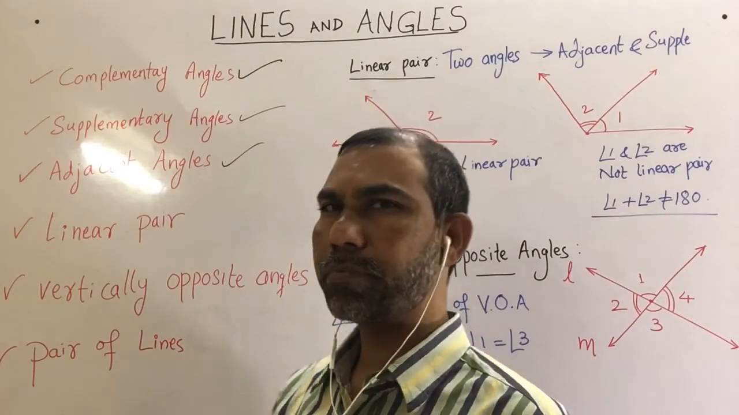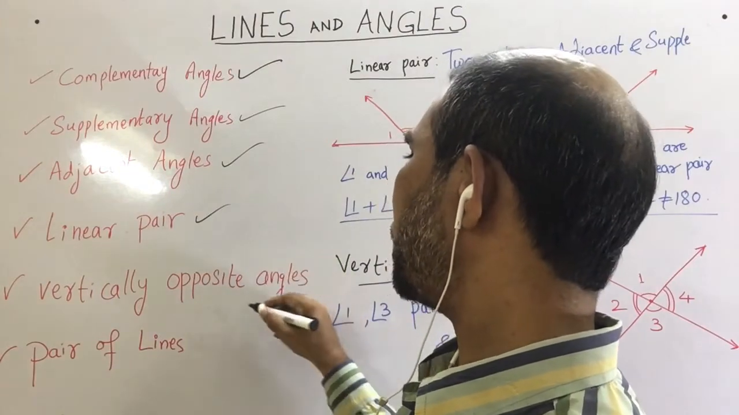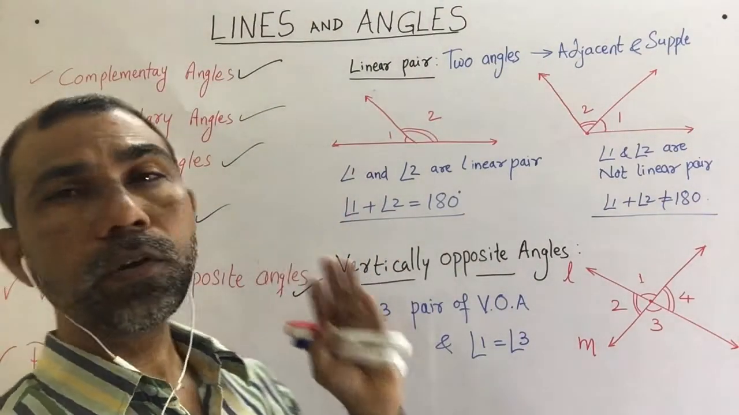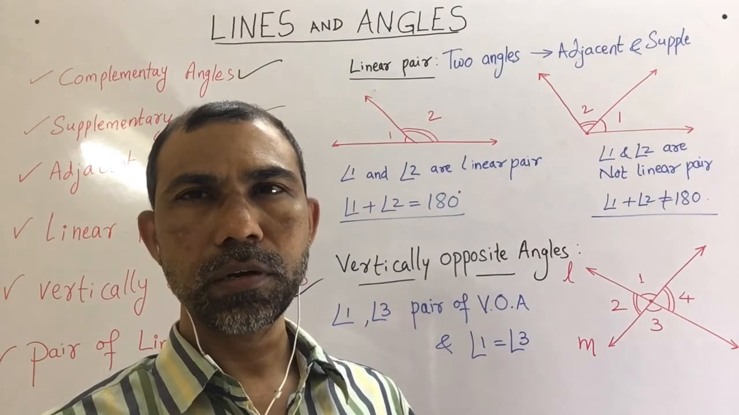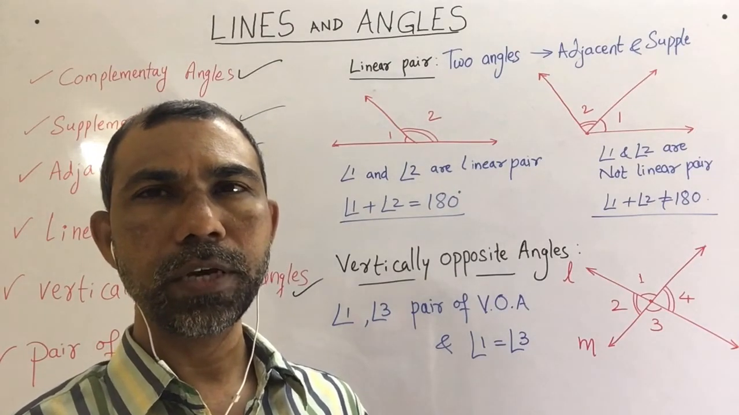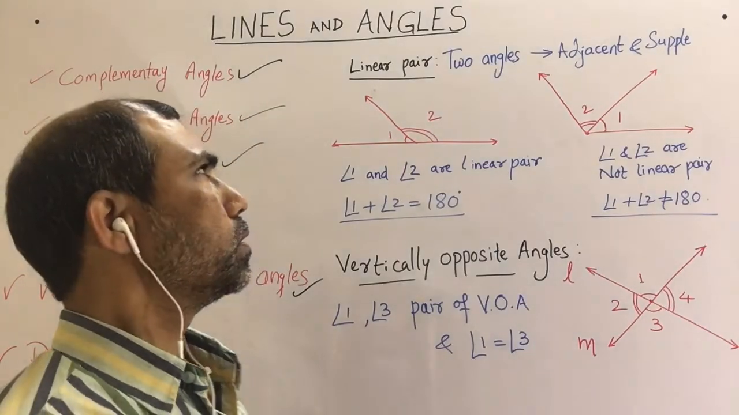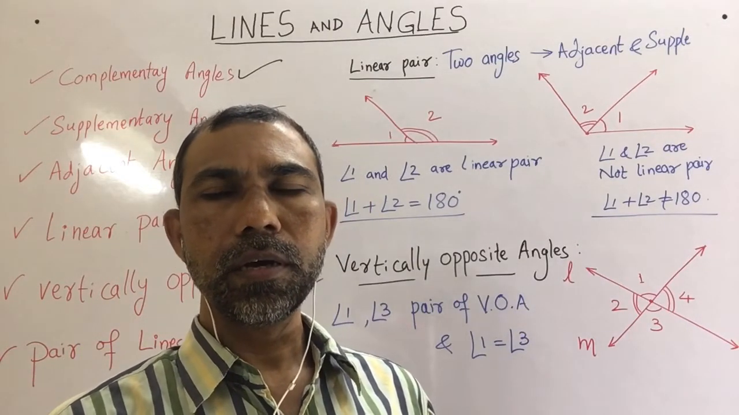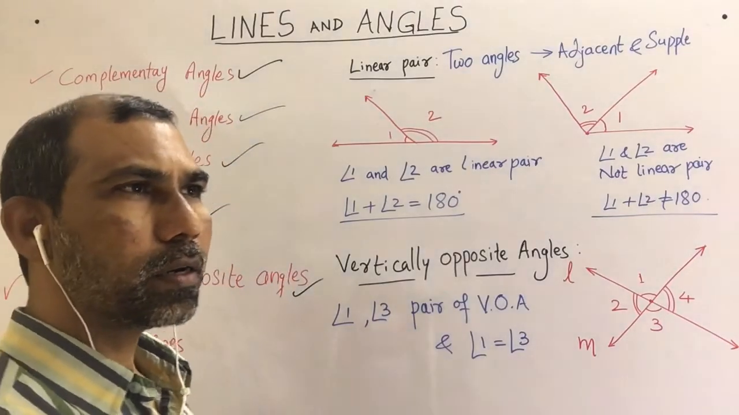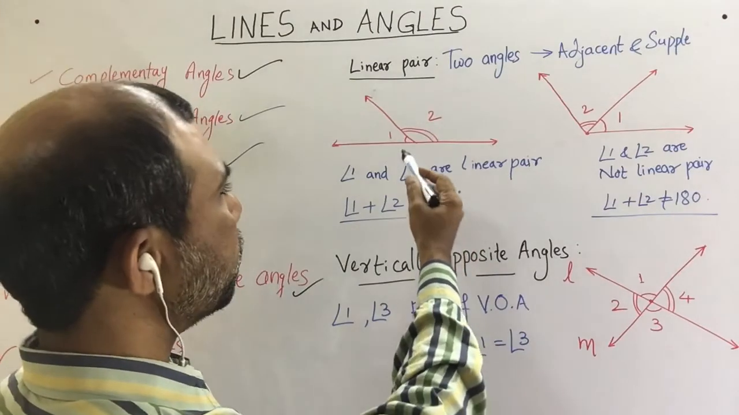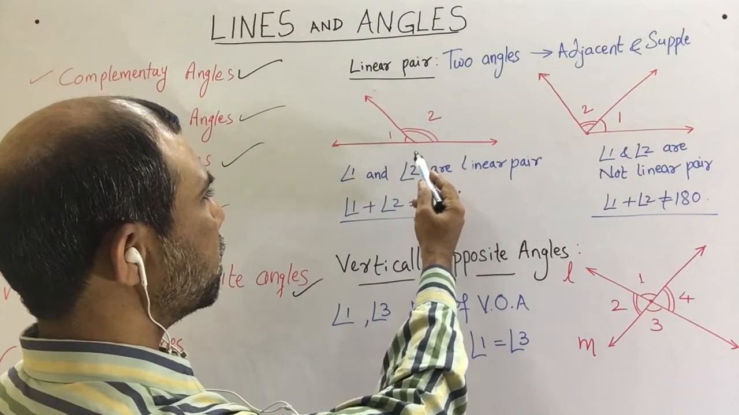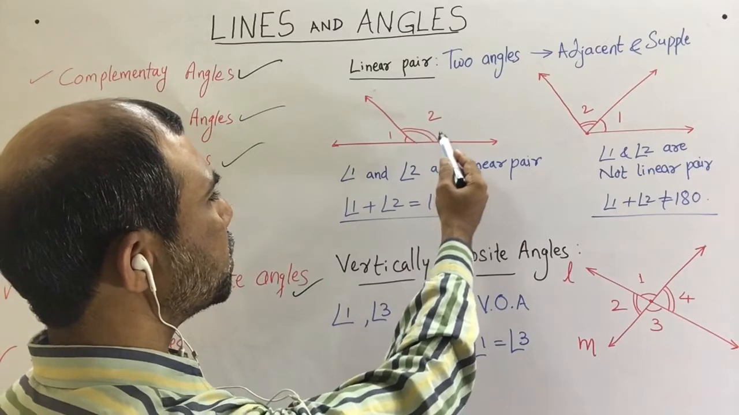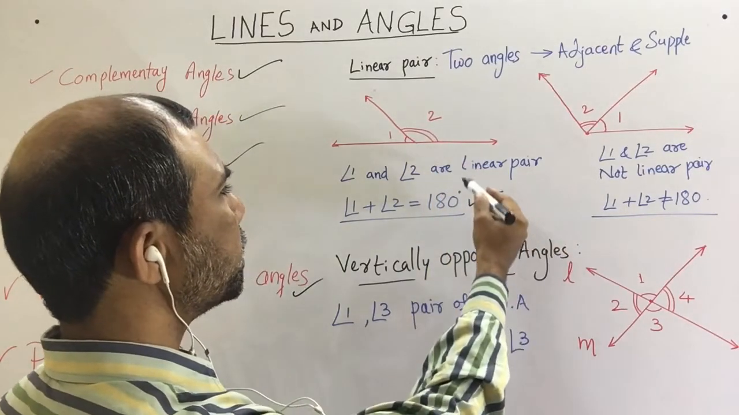Let us see the meaning of linear pair and vertically opposite angles. Linear pair: any two adjacent angles whose total measure is 180 degrees is said to be a linear pair. So, two adjacent angles whose total measure is supplementary, or 180 degrees, are called a linear pair. For example, angle 1 and angle 2 are two angles on a straight line. When you add up angle 1 and angle 2, the total measure is equal to 180 degrees. So, they are a linear pair.